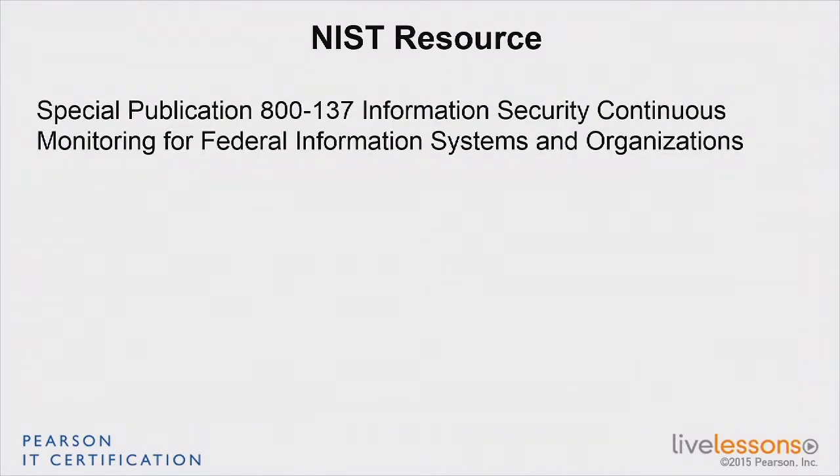There's an excellent NIST resource. It's Special Publication 800-137, Information Security Continuous Monitoring for Federal Information Systems and Organizations. I would once again encourage you to access and download this publication. You don't need to read it in extraordinary detail, but at least go through the executive summary and make sure that you are comfortable with the concept of information security continuous monitoring.